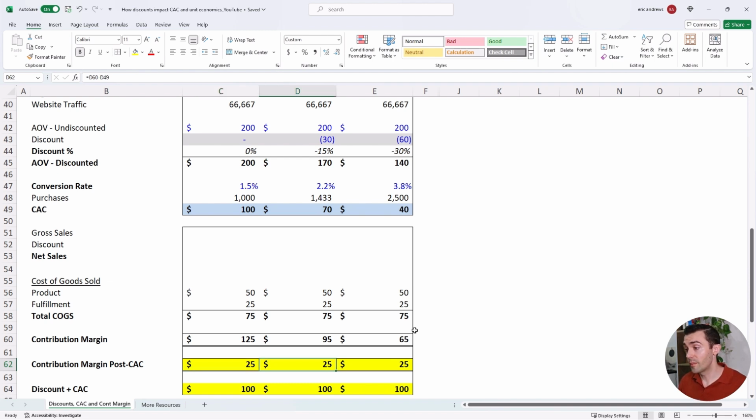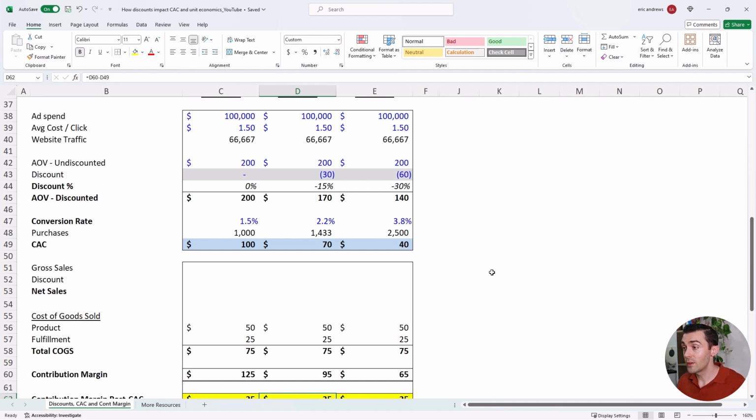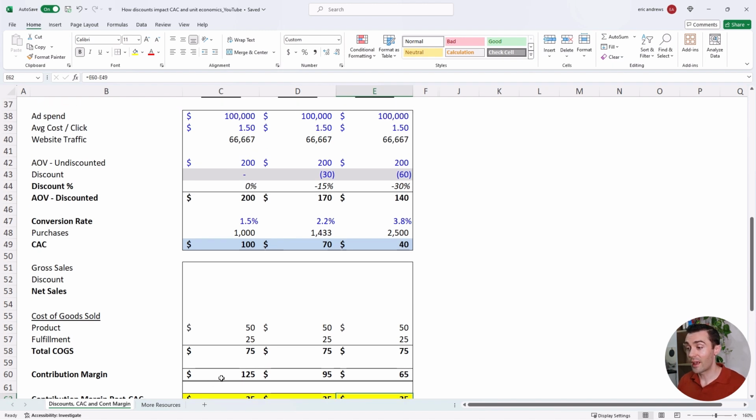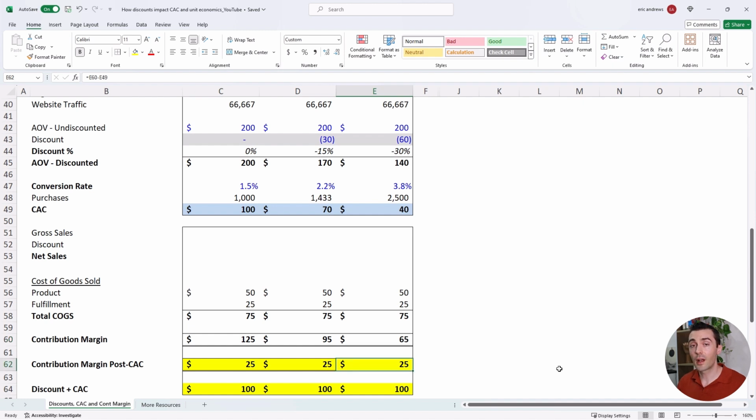Now in scenario B, our revenue was $30 lower. Our COGS were the same. So technically our contribution margin dropped. But because our CAC also dropped from 100 to 70, our contribution margin, when you add all of this together, was exactly the same. It was $25. And in scenario C, you'll also see that despite our contribution margin dropping here to 65, when you look at the contribution margin post-CAC, it's still $25.